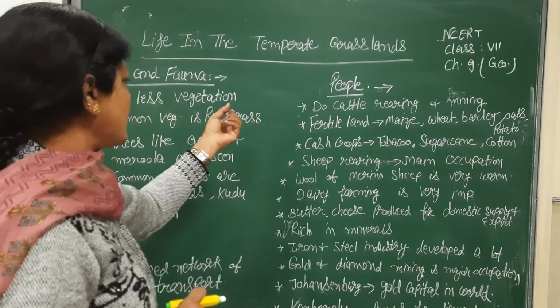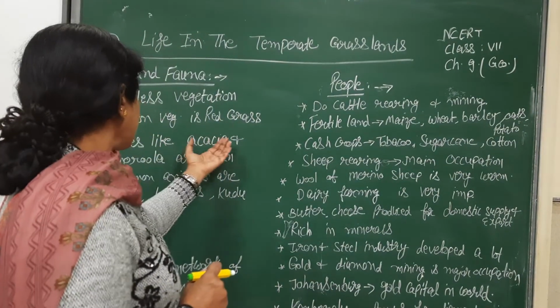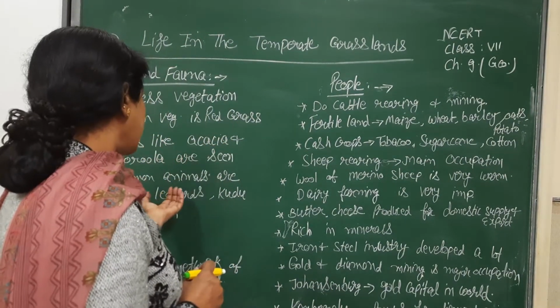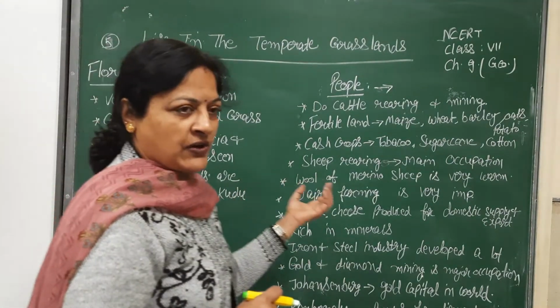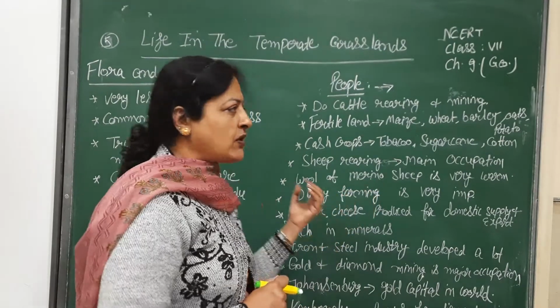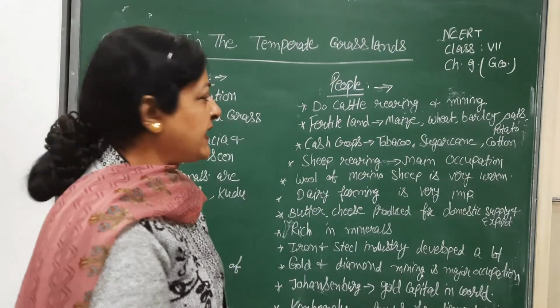Vegetation is very less. Common vegetation that is found here is red grass. Trees like acacia and morula are seen here. Common animals lion, leopard, kudu and cheetah are found here. Now we will talk about the people of this area. People do cattle rearing and mining activity.